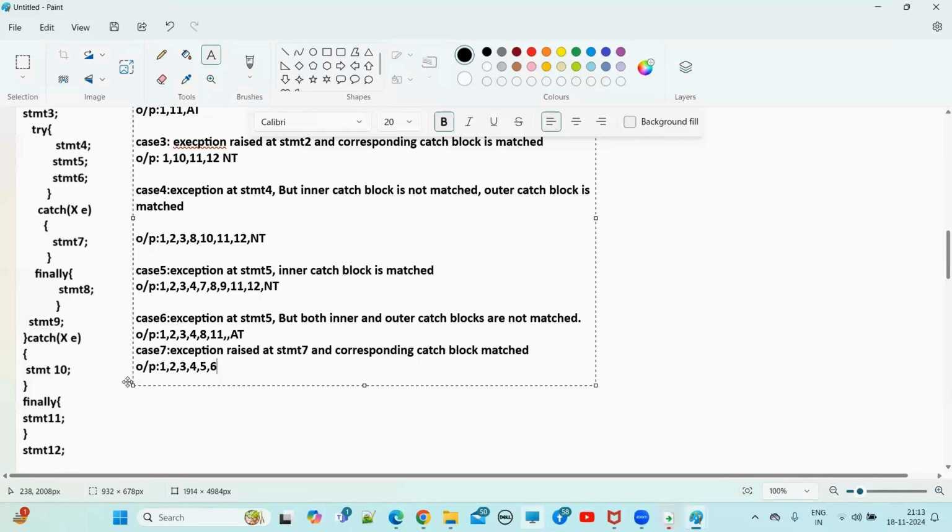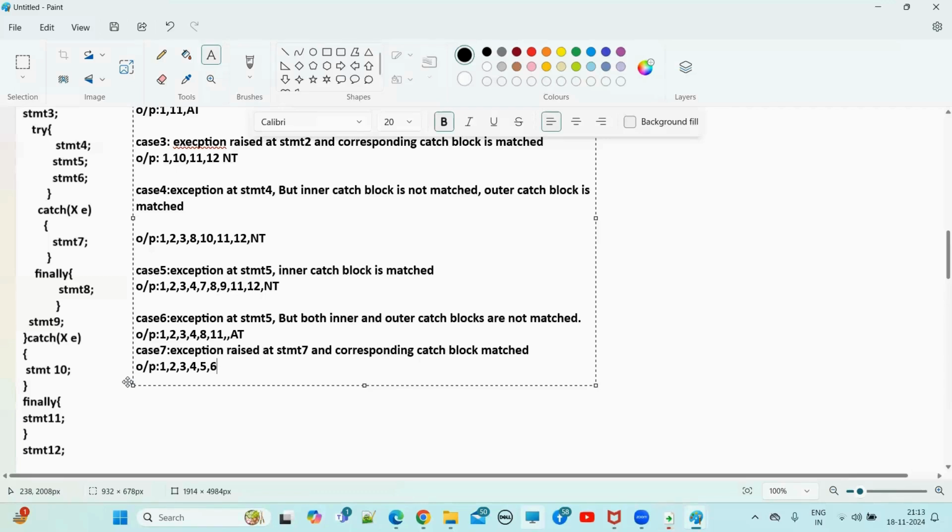Exception. We have an exception, and the corresponding catch block is matched. Corresponding catch block means which catch block? Outer catch block, right? Yes. There is no try block within the catch blocks, so the corresponding catch block here means the outer catch block.